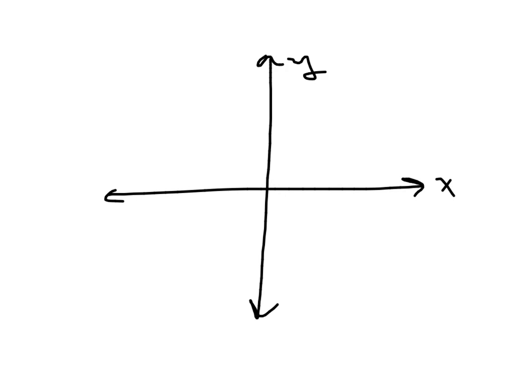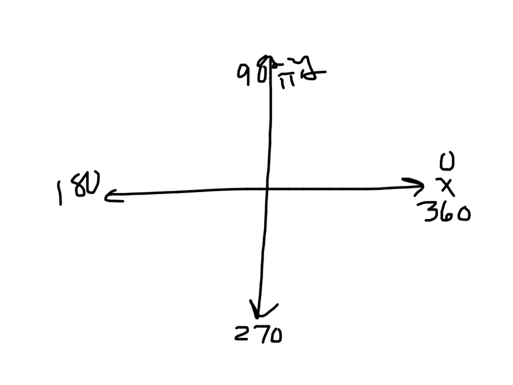As far as the way that goes, I'm going to give you a basic formula to go off of. 0 degrees, 90 degrees, 180 degrees, 270 degrees, back to 360. Or if we're in radian measure, this is pi over 2, this is pi, this is 3 pi over 2, and this is 2 pi.